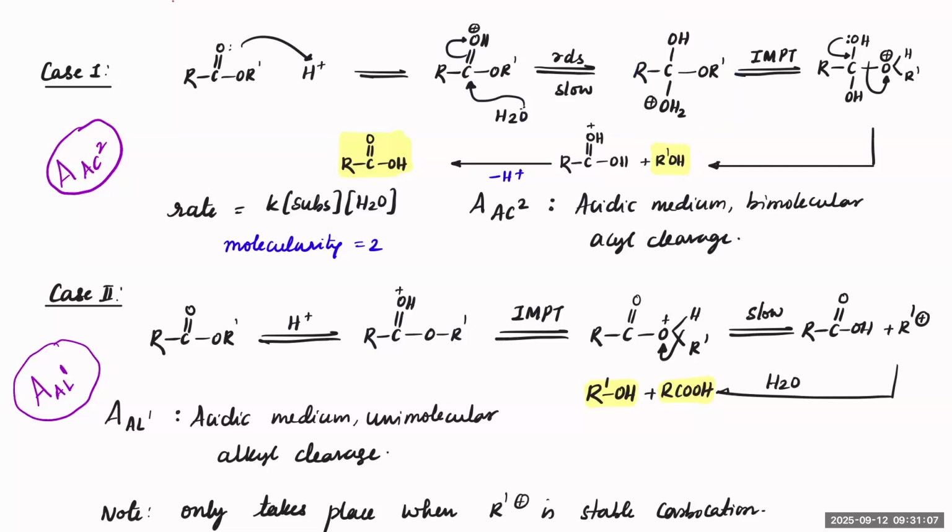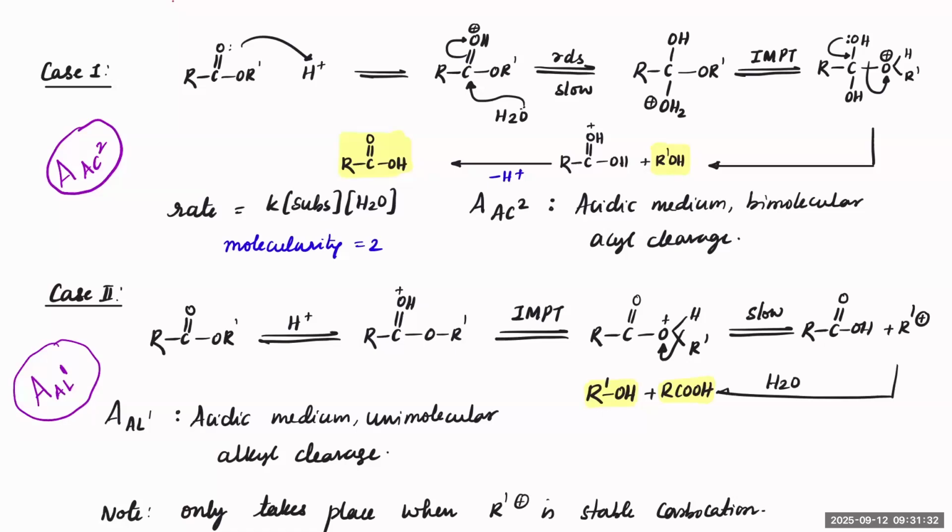And from here, the lone pair on this oxygen can take H plus, converting into ROH plus. ROH plus is a good leaving group. So the lone pair can push here, and this alcohol can come out. That's how you get an acid and an alcohol. So you'll get an acid and an alcohol here. Clear?